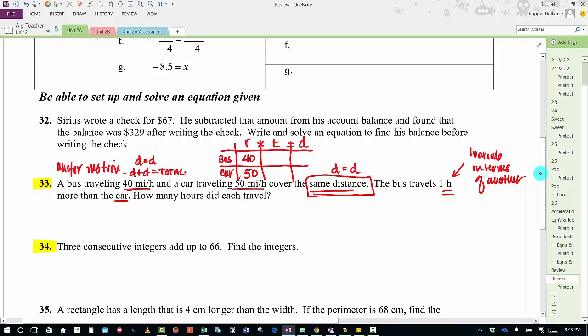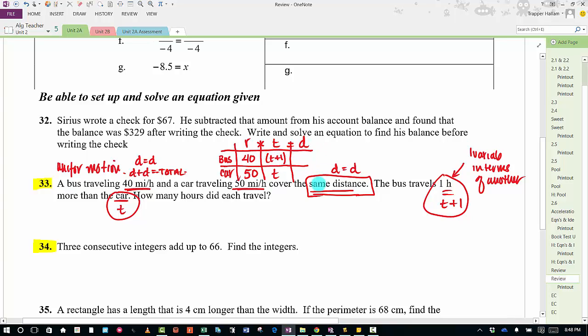Okay, so we need to write one variable in terms of the other. It says that the bus travels 1 hour more than the car. Well, let's say the car's time is t, and the bus is going to be t plus 1. So it's 1 hour more than the car. So that's the variable time for the car, and then we adjusted it for the bus because we said it was 1 more than the car. So that's one variable in terms of another. The car gets a t, while the bus gets a t plus 1.